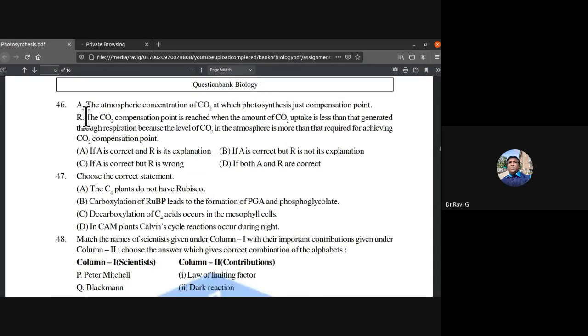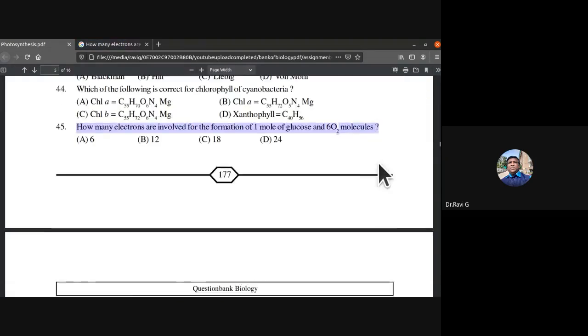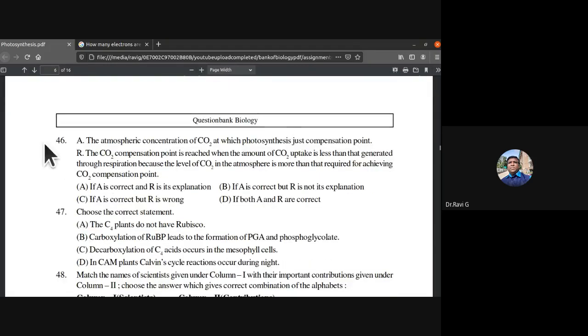Next, the atmospheric concentration of carbon dioxide at which photosynthesis is just compensation point.